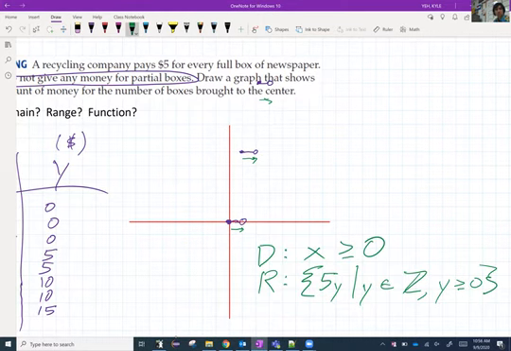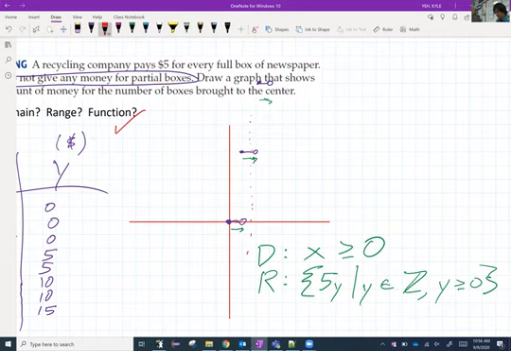Last question, is this a function? Answer is yes. It passes the vertical line test. I know it's all broken up and stuff, but if I draw a vertical line anywhere, I'm only ever going to hit it once. That was an awfully curved vertical line. I will try a little bit better, not much better, but I'm only going to hit the function once. So it passes the vertical line test. Yes, it is a function.